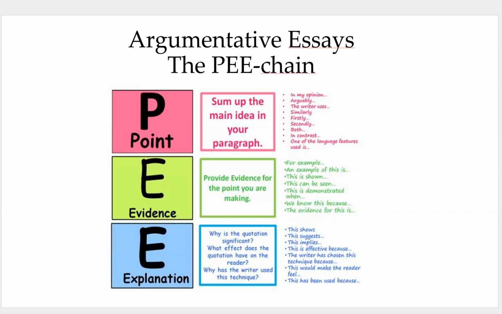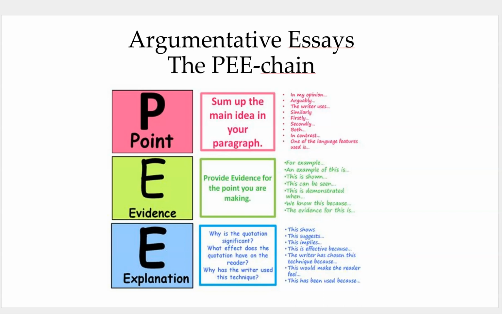The first P stands for point. That means that you sum up the main idea of that specific paragraph, and it should be connected to your thesis statement, of course. Then you provide evidence for the point that you're making. That's the E. Example, evidence. And then you refer to the book. You can use a quote or you can find information someplace else. Never ever refer to yourself.